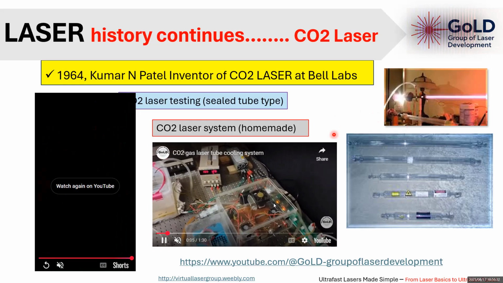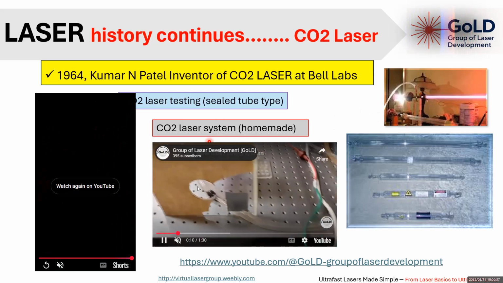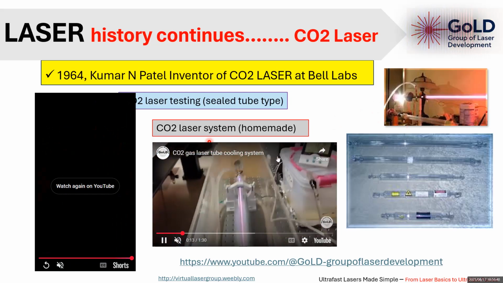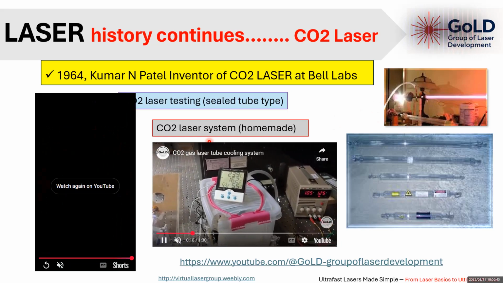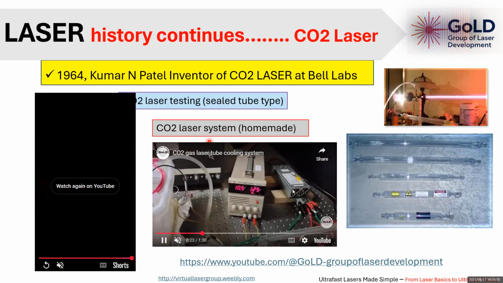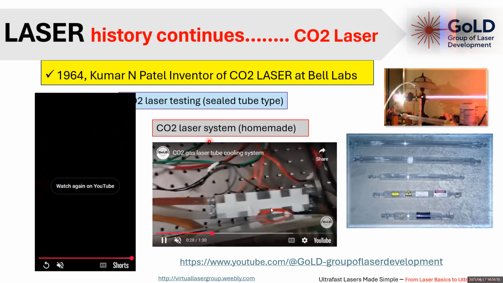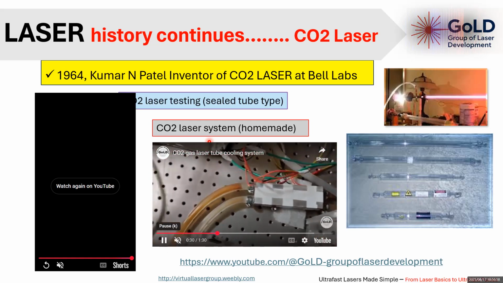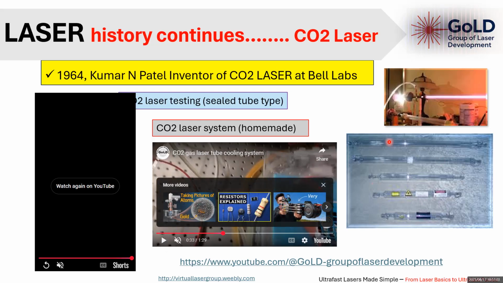There's a power supply source here, this is the tube, and here is the chilling system, because when it lases, it heats up a lot. When it heats up a lot, then definitely there is a problem, so we have to compensate. We made a homemade kind of chilling system to cool down the tube. And here, you can see different kinds of sealed tube carbon dioxide lasers exist. Definitely they have different powers.